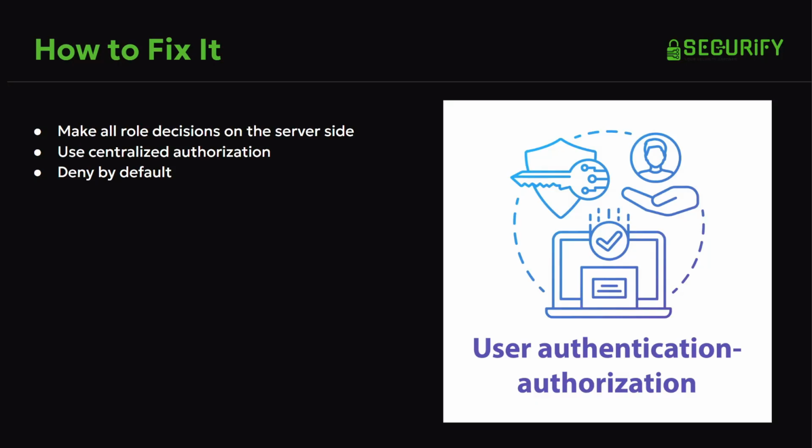Secondly, use centralized authorization. Don't repeat access checks in different places. Use middleware, filters, or a shared method to decide who is allowed to do what. And third, deny by default. If your code doesn't clearly allow a user to access something, block it. Don't assume anything unless it's explicitly checked. These three simple steps can stop most privilege escalation bugs before they ever reach production.